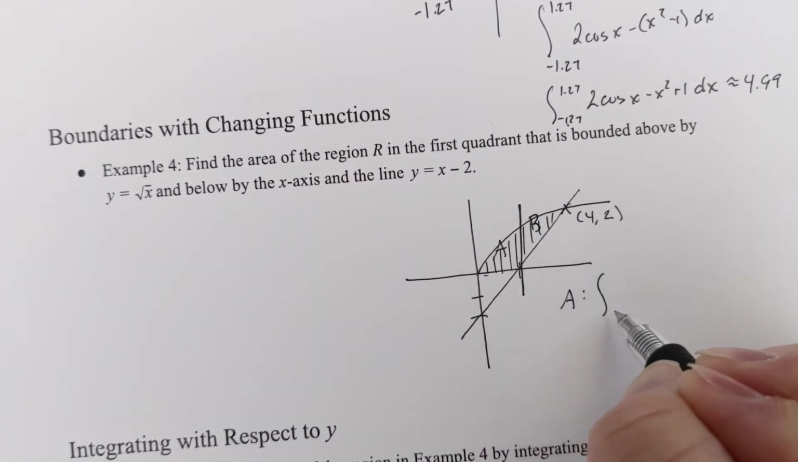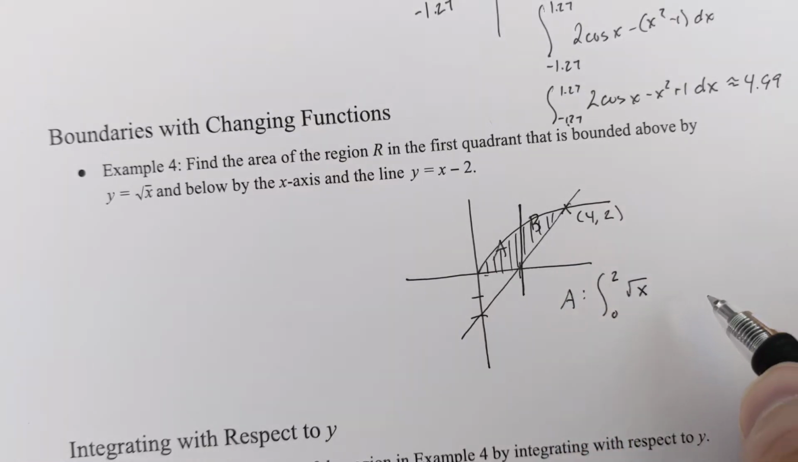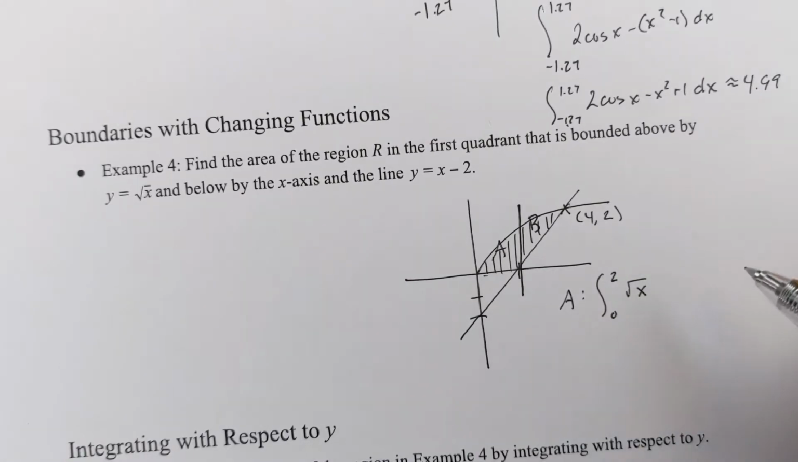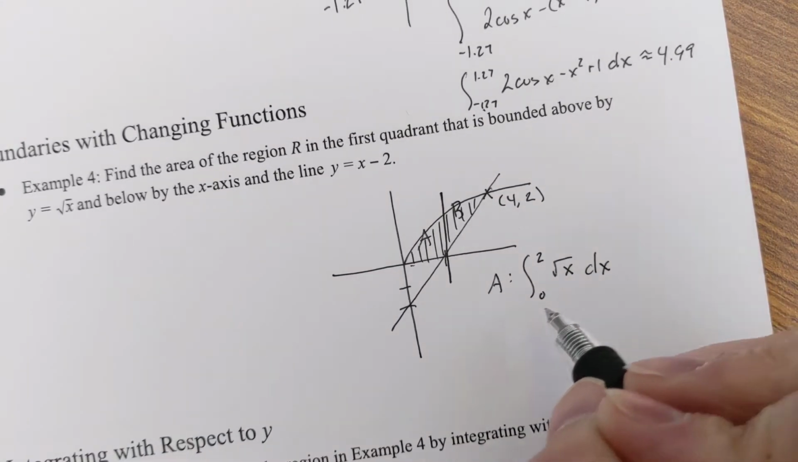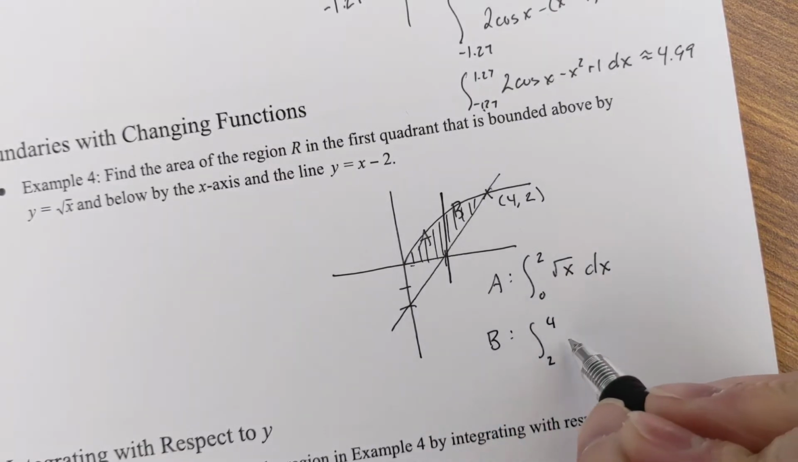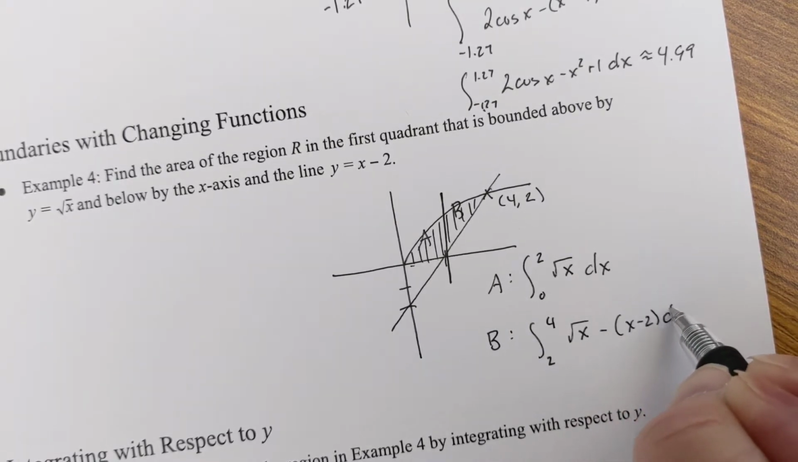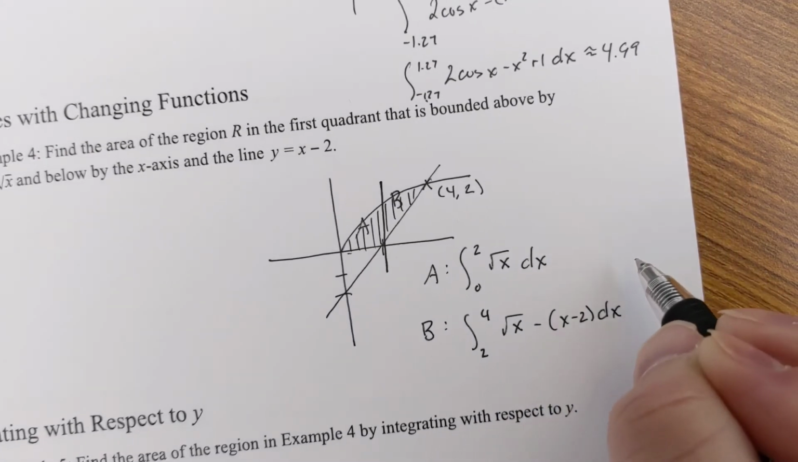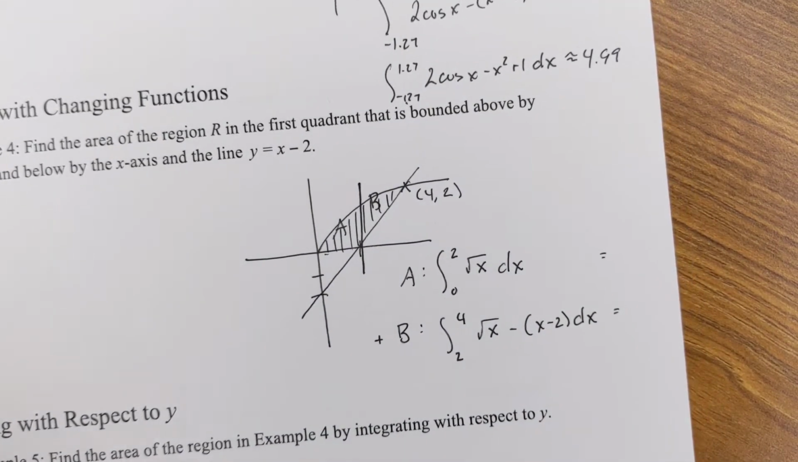For region A, which is from 0 to 2 on the x-axis, our upper curve is root x, and our lower curve is the x-axis, which means it's just 0, so we can leave it off, minus 0. And then we have region B, which starts at 2, goes to 4. The upper curve is still root x, but the lower curve is now x minus 2. So we need to figure out these two values and add them up to put them back together.